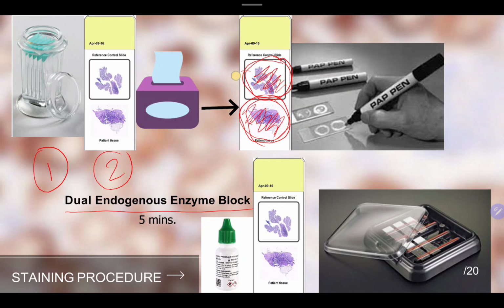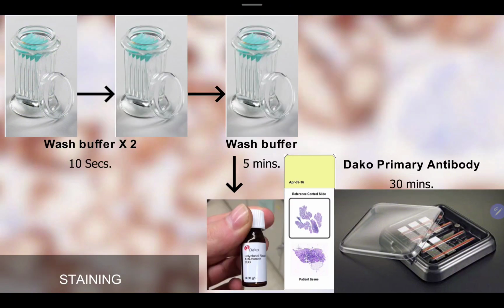Drop it there. The blocking solution will not go out because of the Dakopen. Okay? So once it's placed there, you're going to place it in a moist chamber, or the incubation chamber. The slide is placed here, then covered for 5 minutes. After that, we wash using the wash buffer.